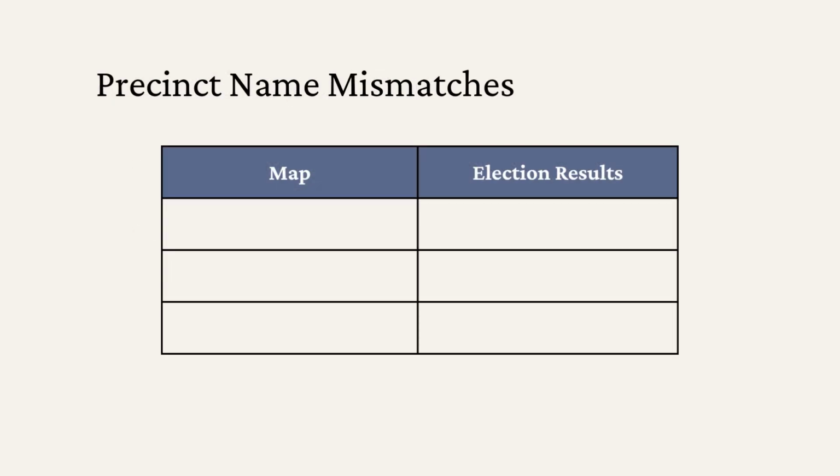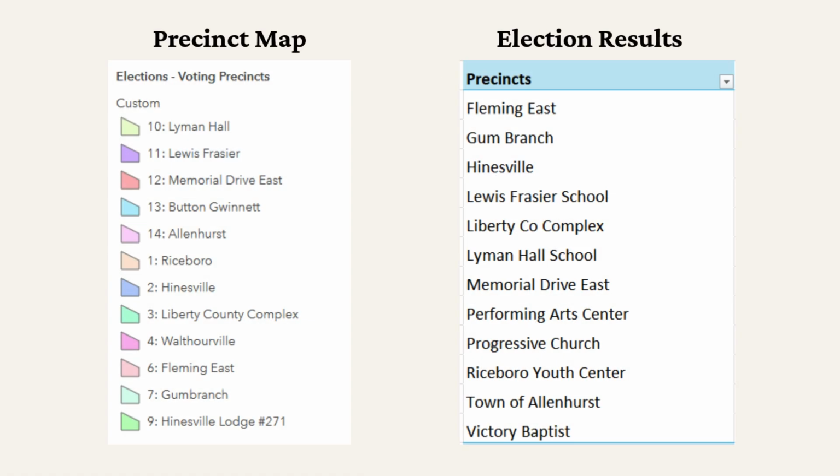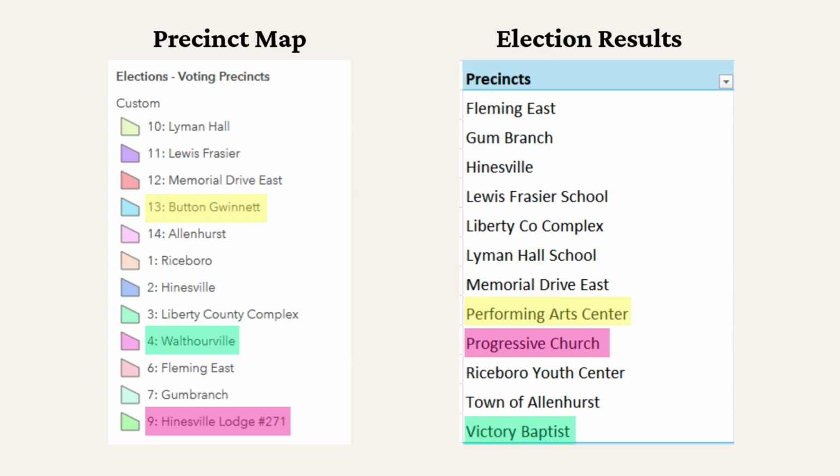It is not uncommon to run into issues where the two files use similar names that aren't exact matches. For example, a mismatch would occur if an election results file spells out a full precinct name, while the precinct map uses an abbreviation or a number instead of a word. In other cases, precinct names in these two files are very different, and we may need to contact a county official to confirm what we think should be paired with what.